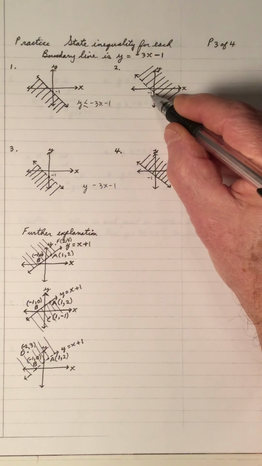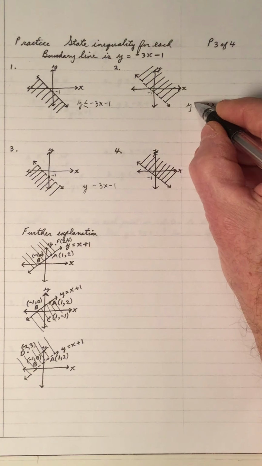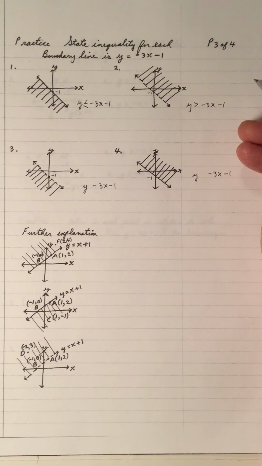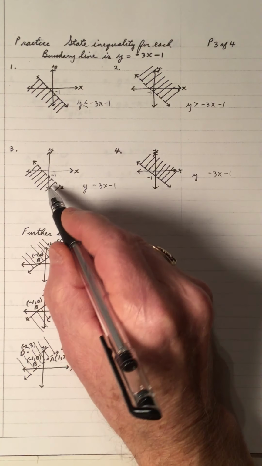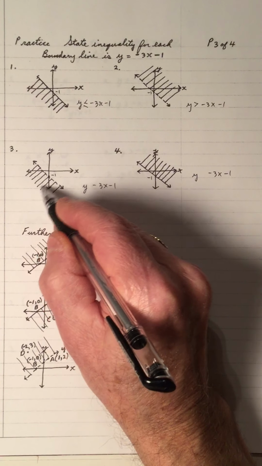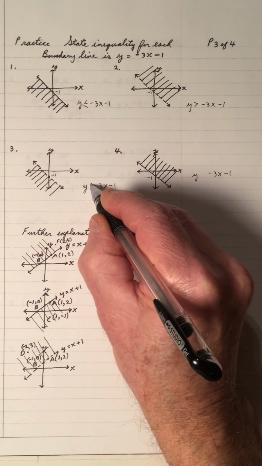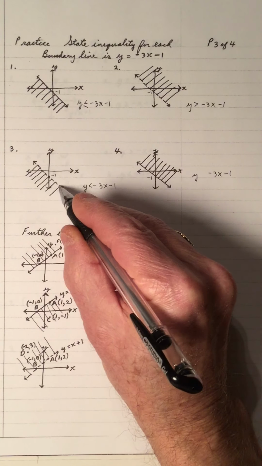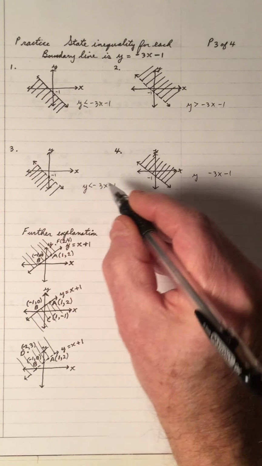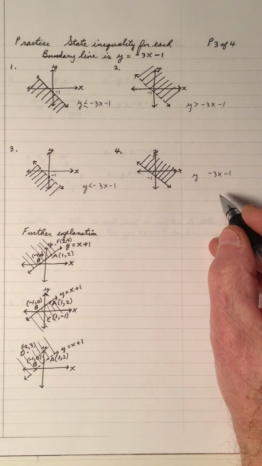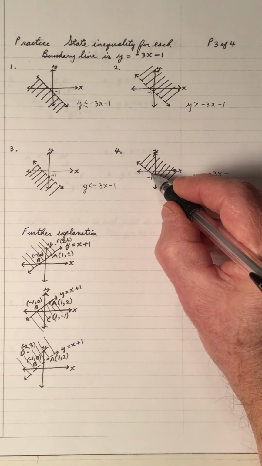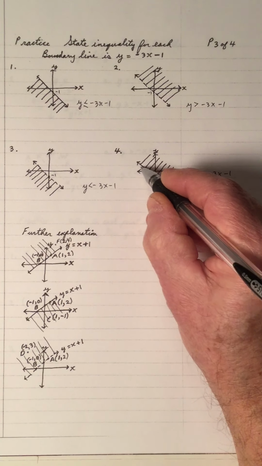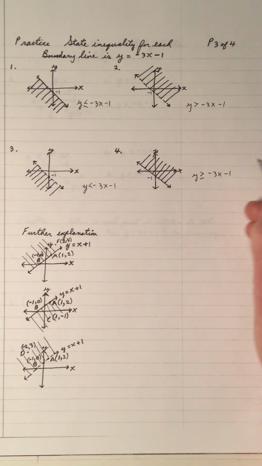And this one is all the points above this line, so that's a greater than, but the line is broken, so there's no equal sign. Number 3, again, these are all the points below this line going down, so it's a less than, and the line is broken. The boundary line is not included because it's broken, so there's no equal sign. And number 4, these are all the points above the line, so that's a greater than. And the boundary line is solid, so it's equal to.